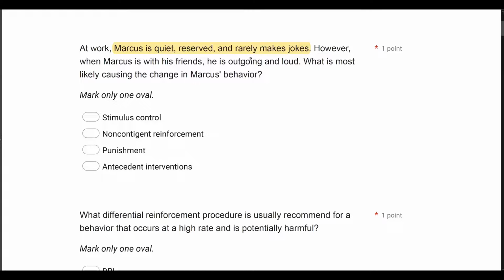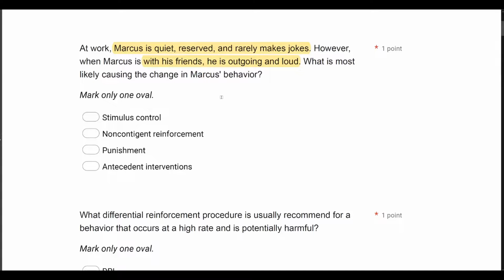Well, because at work, there's all these different stimuli which are altering Marcus's behavior, right? Maybe his boss, maybe it's HR, maybe it's his coworkers. All these stimuli are altering Marcus's behavior. But when he's with his friends, he's outgoing and loud. So his behavior is changing around his friends and at work. What's causing that? What's causing that is stimulus control.